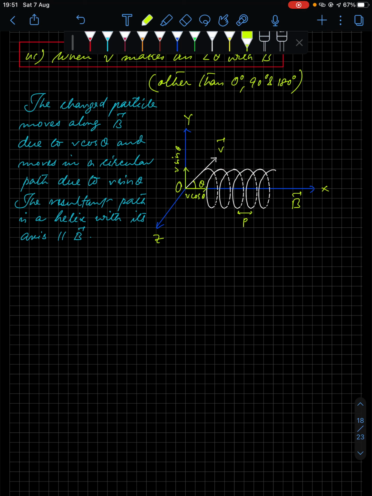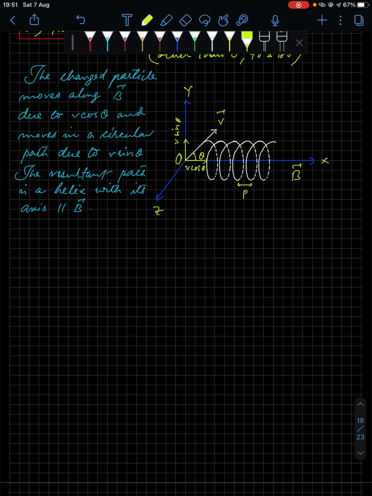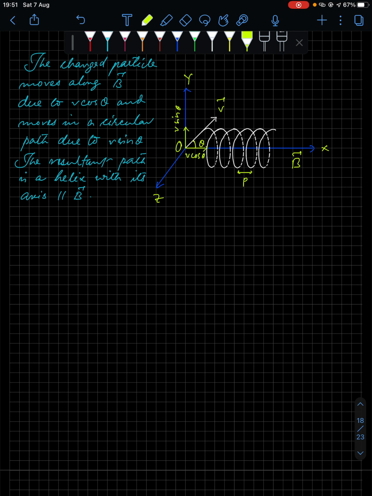Okay, the planets revolve around the sun in helical paths. You can check YouTube, helical motion of sun or helical motion of the solar system. That is a very beautiful simulation. We can discuss that after you go through.